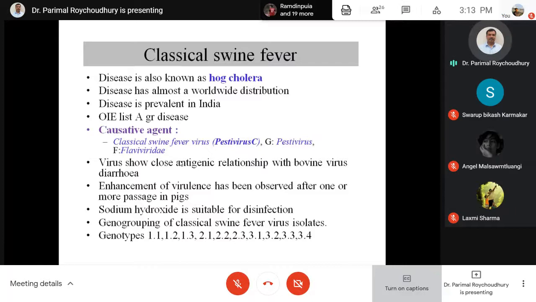However, for epidemiological purposes, when genomic analysis was done, it was seen that the viruses have certain genetic dissimilarity. Although antigenically similar, genetic dissimilarity is seen among the viruses, and 10 different groups have been proposed for epidemiological study of classical swine fever virus. We call them genotypes.